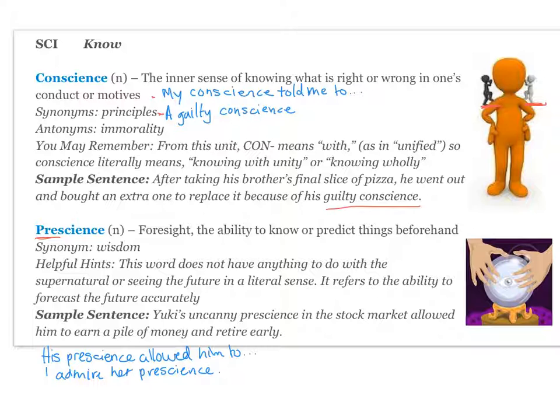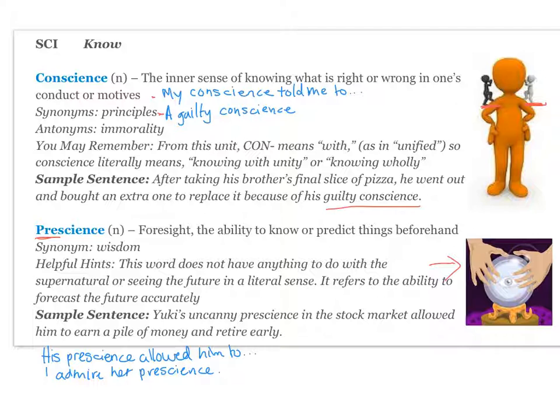Your helpful hint tells you that this word does not have anything to do with the supernatural or seeing the future in a literal sense. It refers to the ability to forecast the future accurately, not because you have magical powers, but because you are good at predicting what might happen next, or good at predicting the consequences of your actions. So there's a crystal ball over here, but someone who shows prescience does not actually have a crystal ball. They would just understand the consequences of their actions and understand what kinds of things are likely to happen in the future.